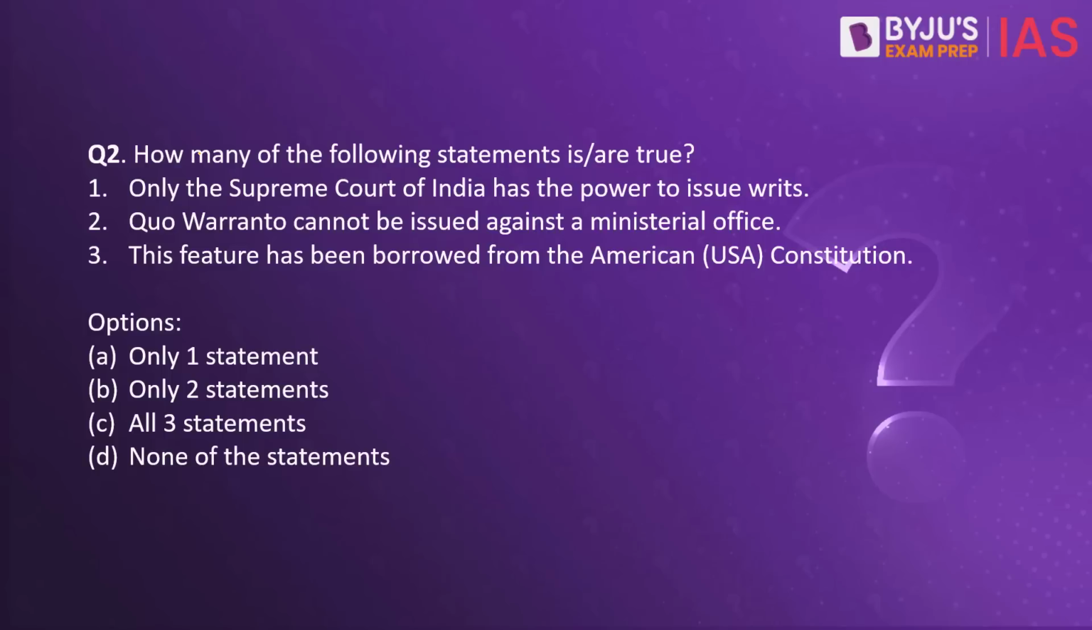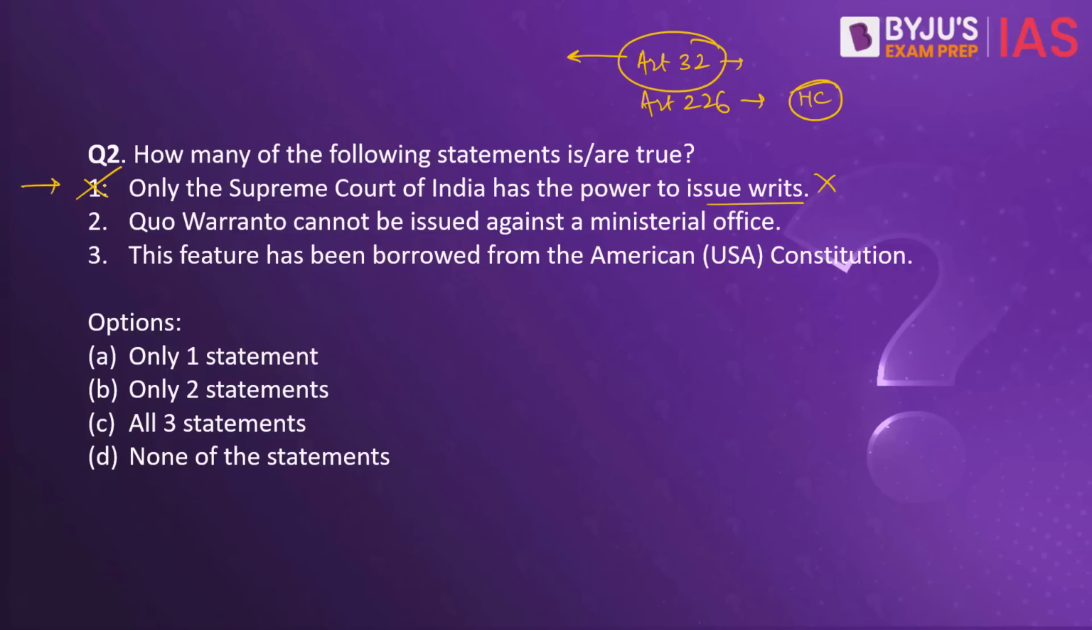Now over here, the first statement says that only Supreme Court has the power to issue writs. However, this is wrong. Article 32 does give Supreme Court the power to issue the writs. However, Article 226 also gives the same power to the high courts of the country. Moreover, under Article 32, the Parliament of India has the power to grant any Court of India the power to issue writs. So this is incorrect.